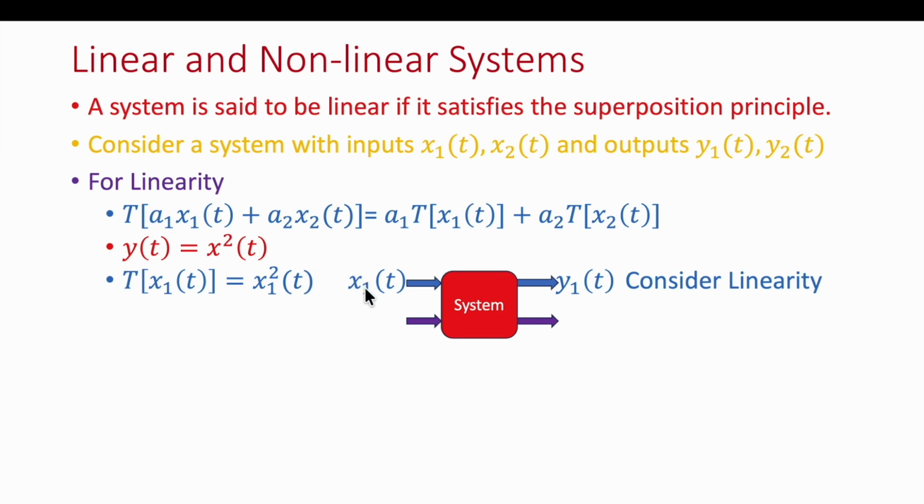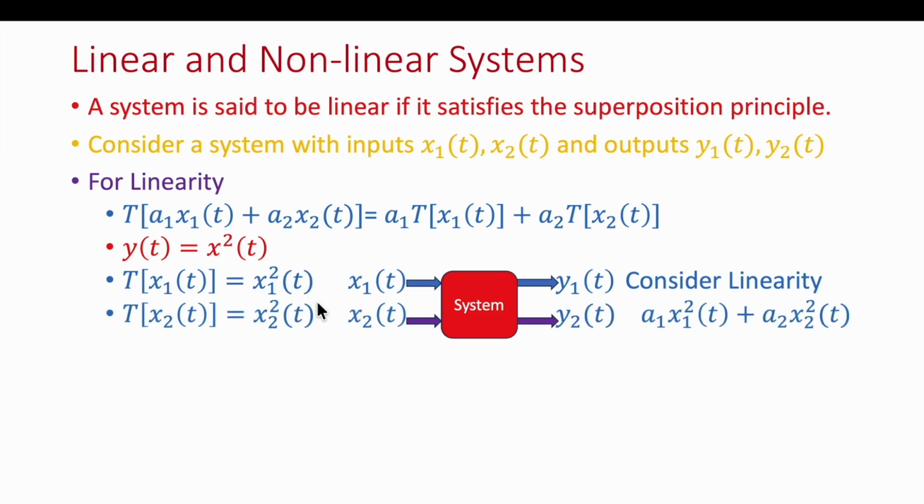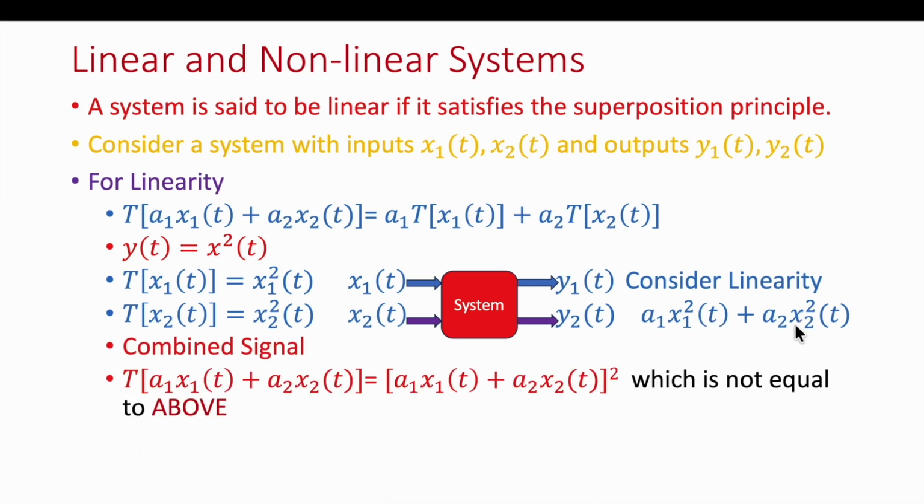So if the input is x1(t), the response will be x1 squared(t). But if the input is x2(t), then the response will be x2 squared(t). So if you combine these two responses, you can say a1 x1 squared(t) plus a2 x2 squared(t). But if you take the combined signal, x1(t) and x2(t), and then check the response of the system.